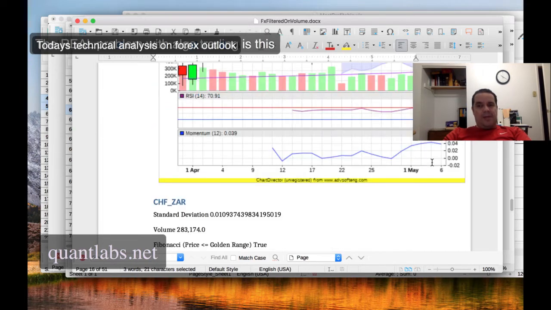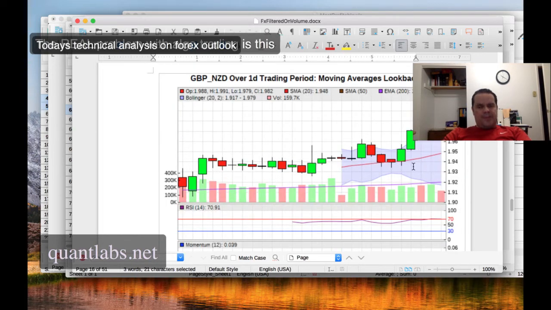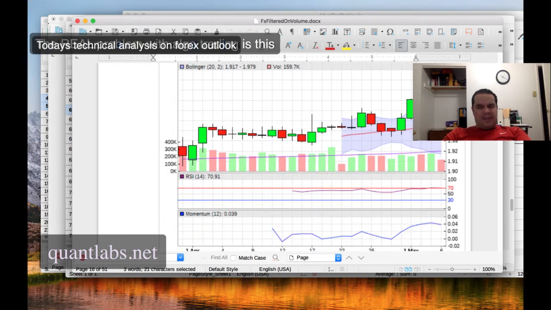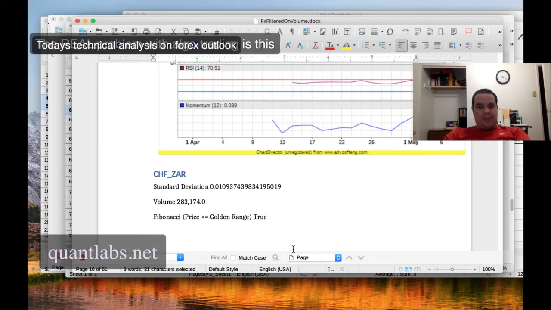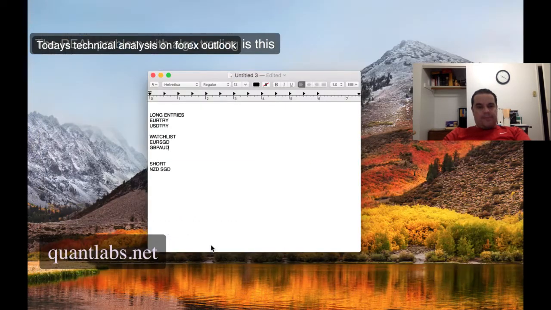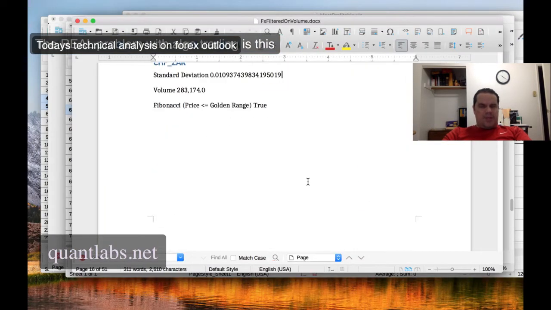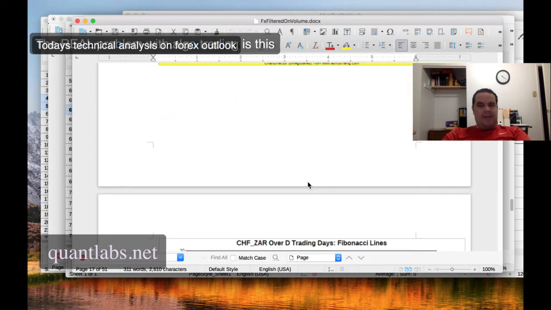But here's the 30-day. It just really depends upon what happens with this next trade. I definitely put this on the watch list yet again. So that would be GBP against New Zealand dollar. Okay. CHF against the Rand.